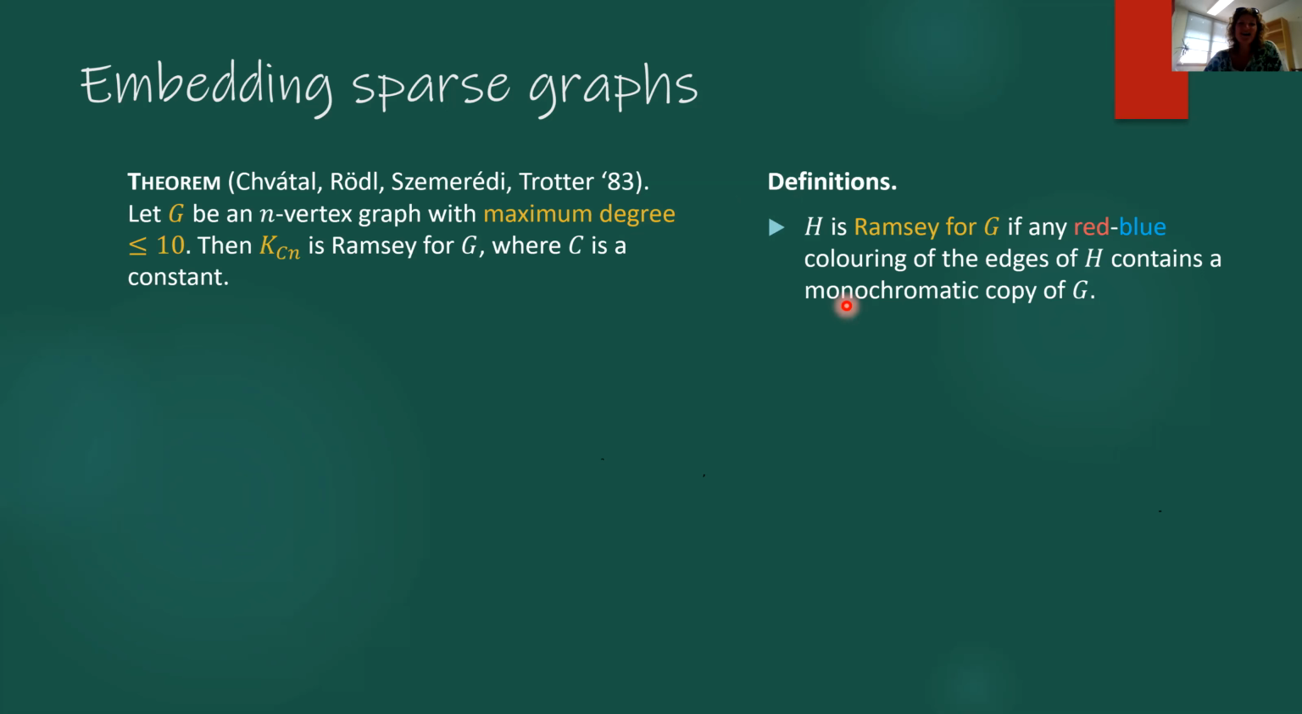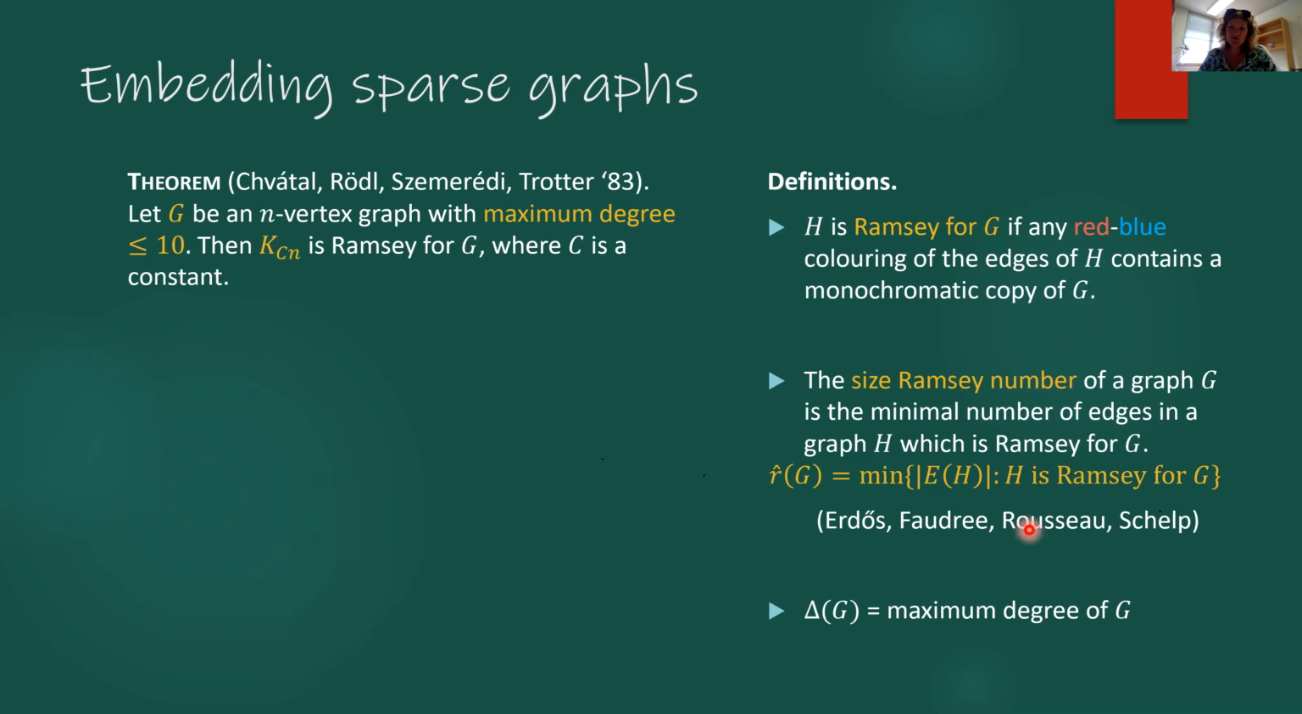So, yeah, where were we? Yes, this minimizes the number of vertices in a Ramsey graph for G. But what if we want to go even further? What if we want an even smaller Ramsey graph for G, so something that's not complete? And this was an idea that Erdos, Faudree, Rousseau, and Schelp had.